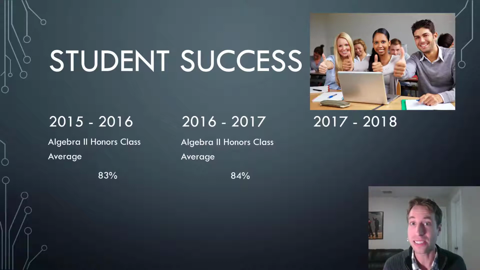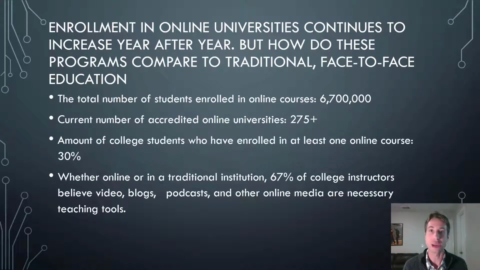Then last year, 2017-2018, was when I decided to make the change to the flipped classroom, and the change was dramatic. What I saw was a 92% average in my Algebra 2 courses. I did not change the class. It's still Algebra 2. All the content is the same. A large reason for the increase in the average was because of the way students interacted with the content in the course.